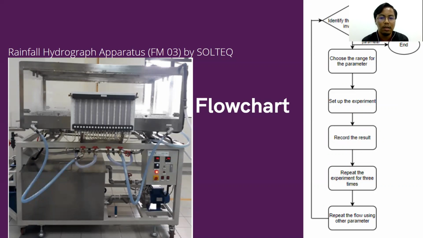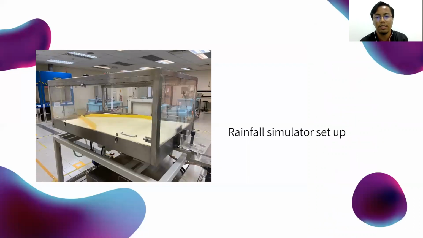For the estimation, we use the rainfall hydrograph apparatus, which is the rainfall simulator. So this is the rainfall simulator. We set up the rainfall simulator, and then we have some modifications, such as putting a pitch board to make sure that the surface is very flat, and a yellow board to make sure that all the water comes to the collector.